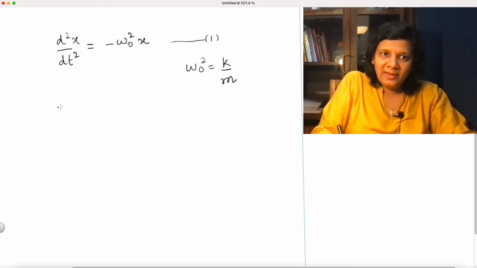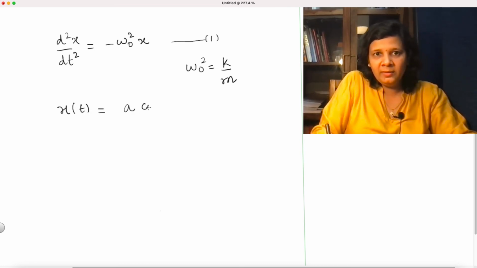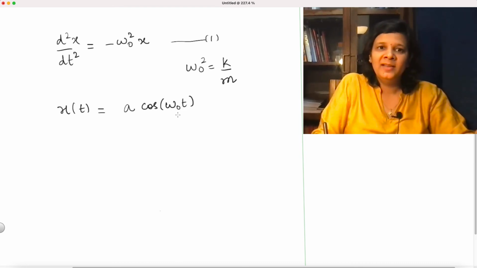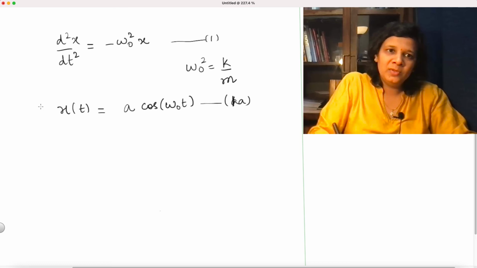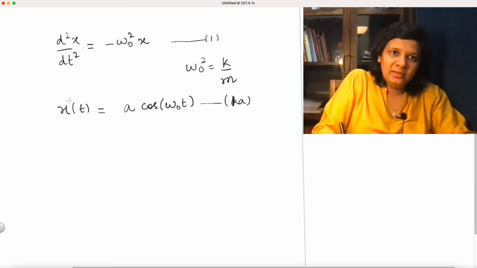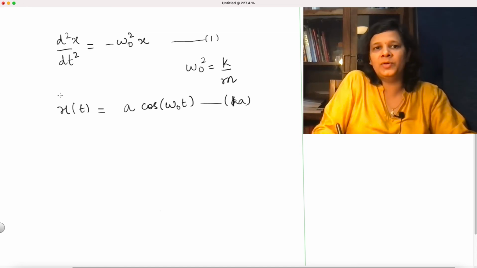If I take x as a function of t as a cos omega naught t, then you can check that if you differentiate this, you will get a minus sign, and if you differentiate again, you will get the function again with omega naught square. So this can be one solution; you can call it 1a. You can check this by taking the derivative and verifying whether it satisfies equation 1 or not.